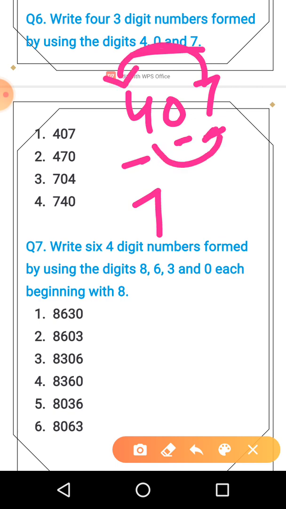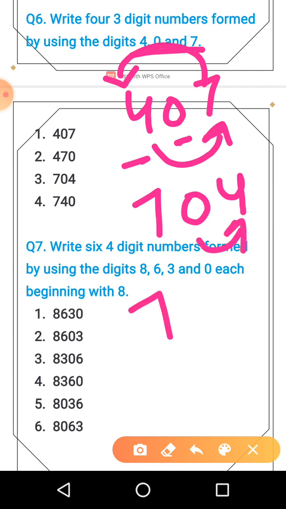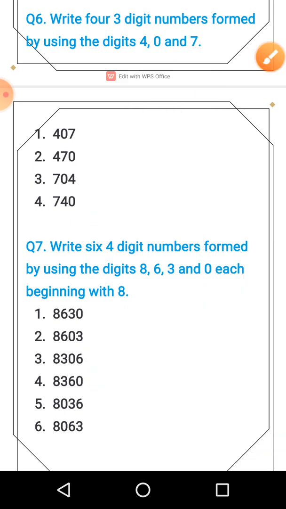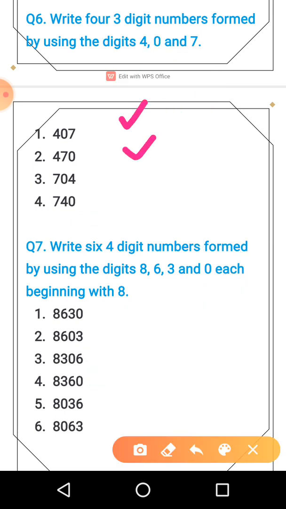If we shuffle them like this, then the number will be 704. If we shuffle them like this, then the number will be 740. And if we shuffle it like this, from this, then we have 470. Okay, so like this you have to simply shuffle the numbers and create such numbers.